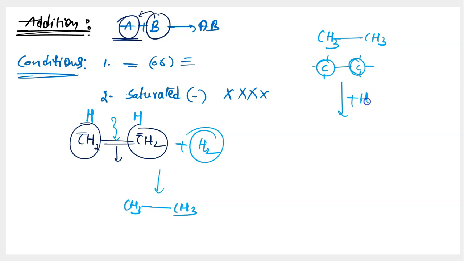So here, if you are trying to add hydrogen, there's no space. When there is no space to get added, the reaction doesn't happen. So double bonds or triple bonds break down in order to accommodate the newly added molecules. They are like space that is present in the molecule to accommodate the newly added species.